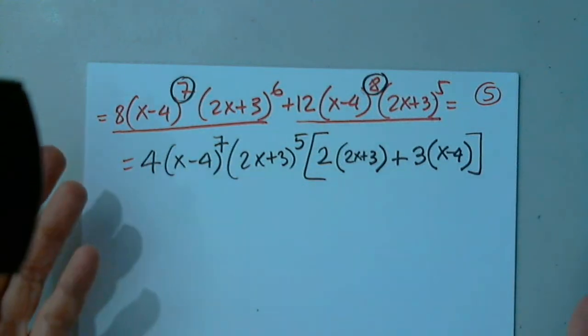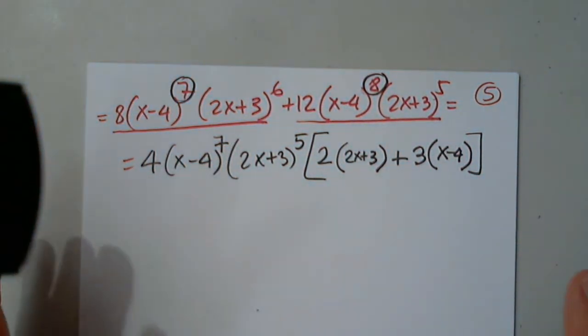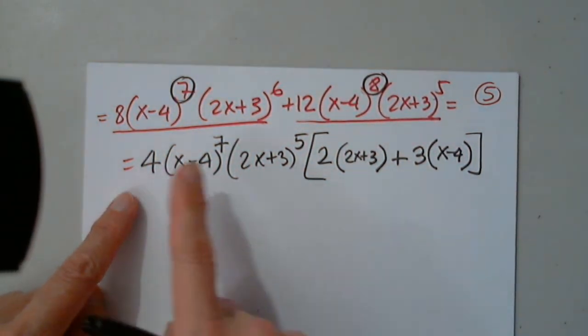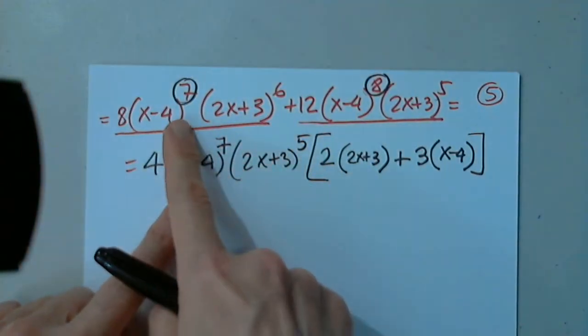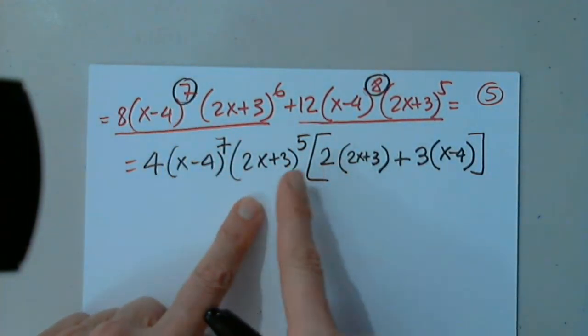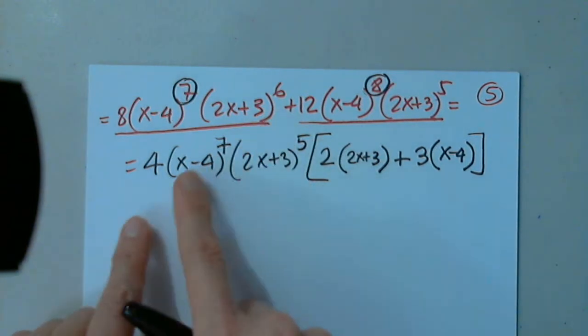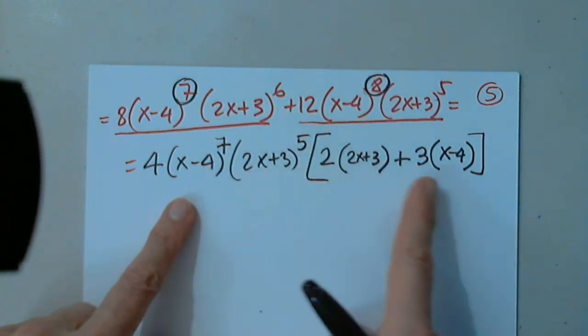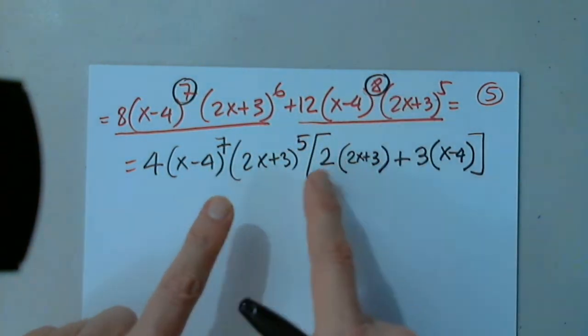It back just to check. We don't distribute back, but we just check. 4 times 2 is 8. This is to the power 7. Copy the base, add the exponents. 4 times 3 is 12. Copy the base, add the exponents.